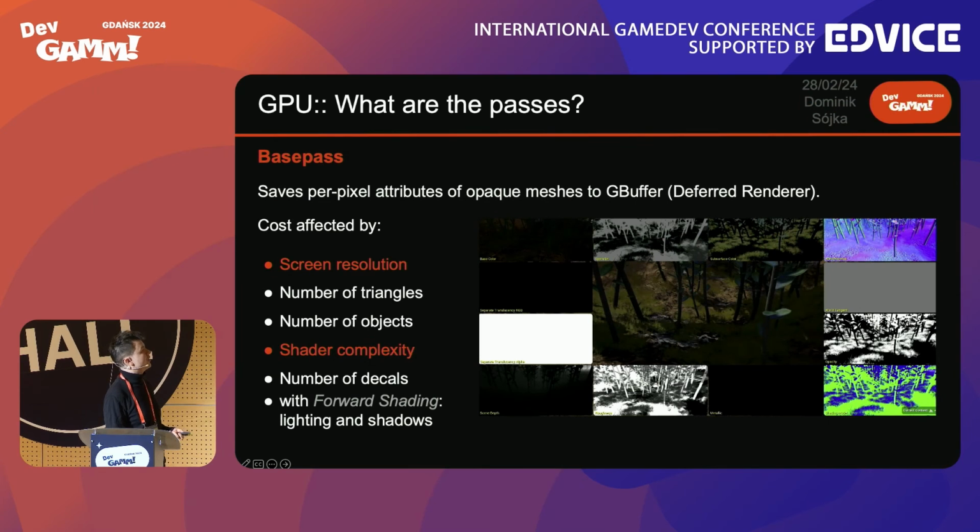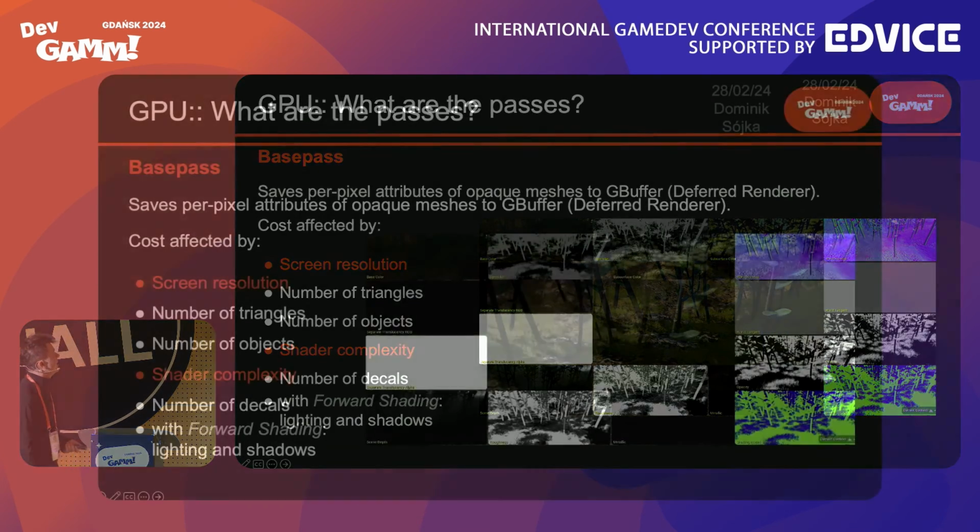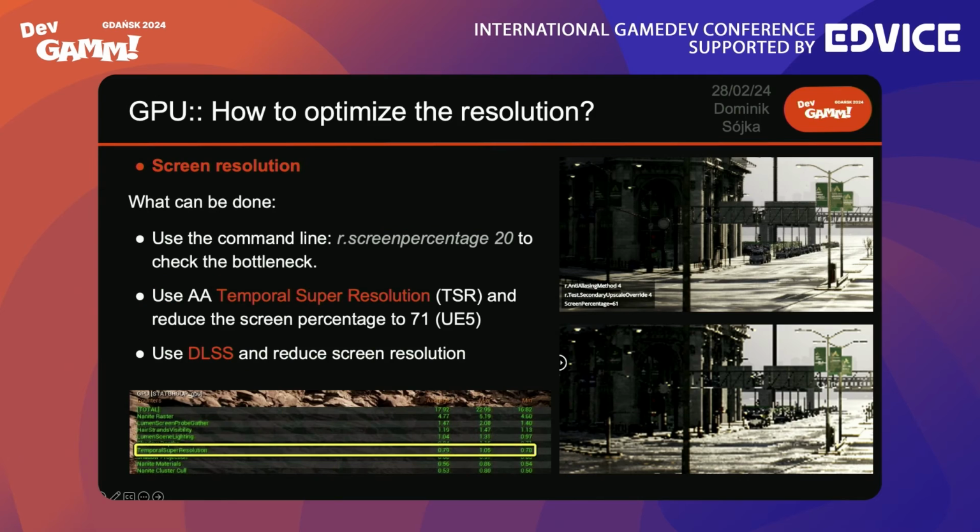Another very important pass is the base pass. Basically, it saves all the per-pixel attributes into the GBuffer. It depends on the settings; in forward shading, it works a little bit differently. The most important factor for this pass is not only the number of triangles or objects, but also the screen resolution. If you are trying to find the bottleneck for your project, I would suggest using a simple command line to change your screen percentage to a lower value. It will give you information about, for example, how heavy the base pass is, and whether this helps your project.